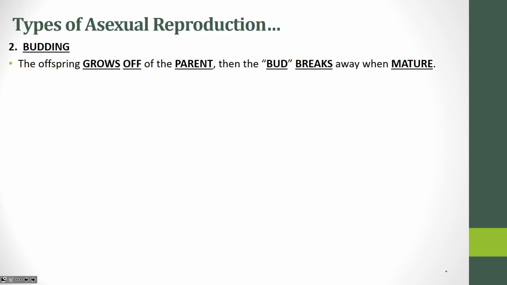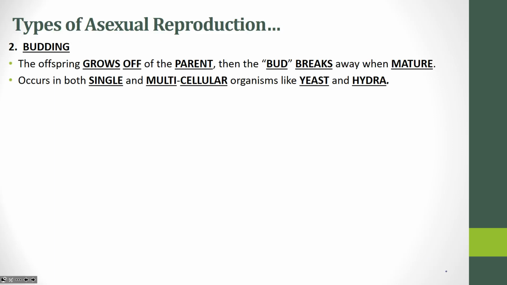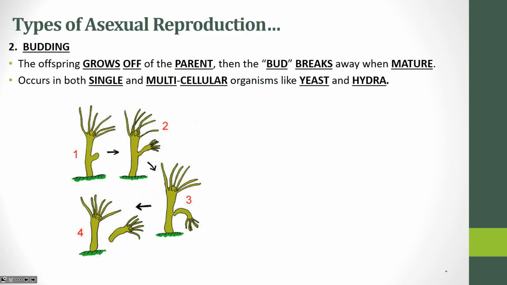Budding. This is my favorite one. Budding is where you're basically growing off a little buddy. So if you have a hydra here, this is an example of an organism called a hydra, and it starts to grow a little baby hydra off its side. That little baby hydra grows into a bigger and bigger hydra, and eventually once it's big enough to break off and exist on its own, it does so, and you have two hydras that are genetically identical.